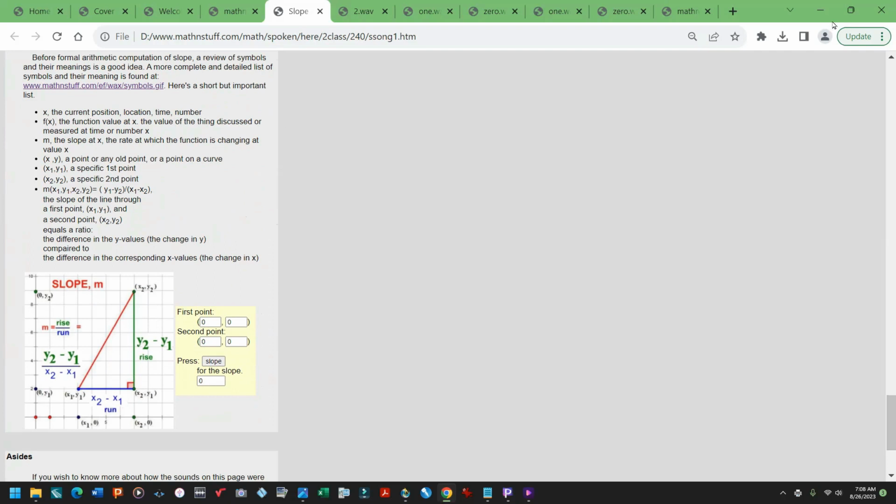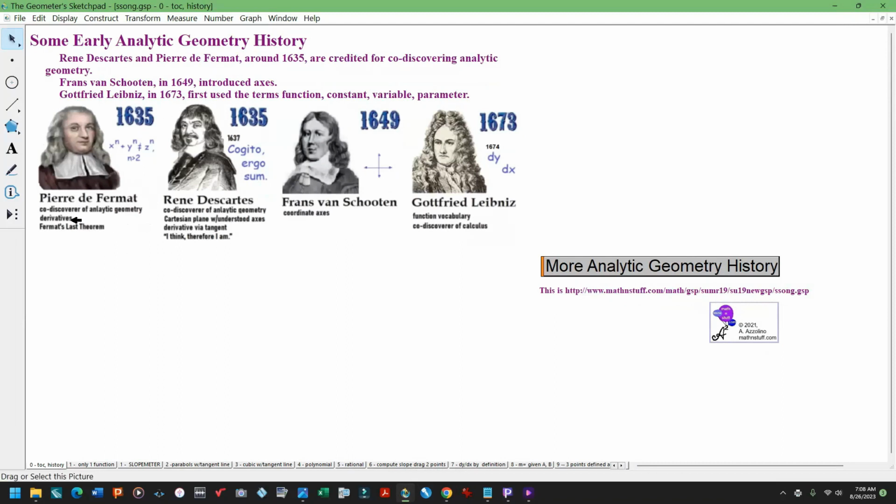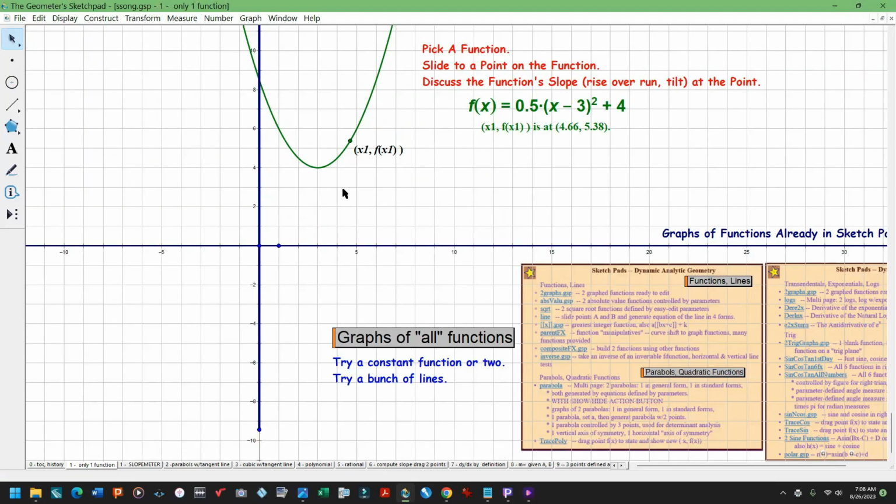This is the definition of slope taught usually in Algebra 1 and used through calculus, all important. I'd like to look at a few more uses of slope in looking at functions. Again, the originators of the coordinate plane, Descartes and Fermat. And here's only one function. Now you've got to think about mountains again. Good old Descartes and his mountains.